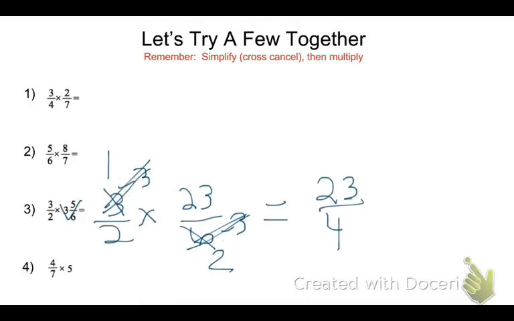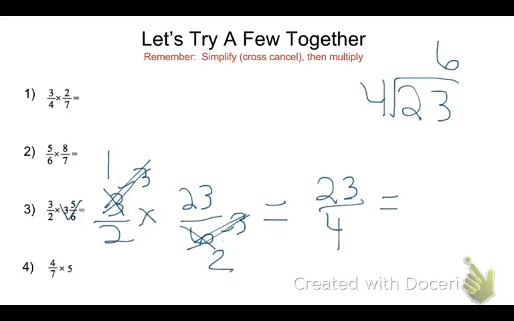Now if you notice, this answer is an improper fraction. Our answers must be in simplest form, and an improper fraction is not considered simplest form. So we need to change it back to a mixed number. We'll do that by dividing. Again, you saw this in an earlier video. So I'm going to do 23 divided by 4.